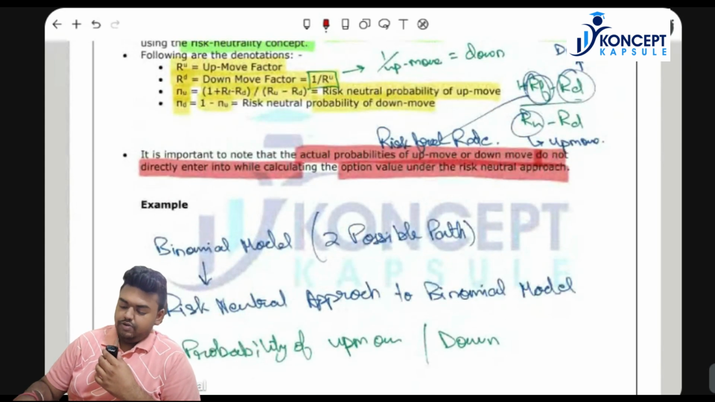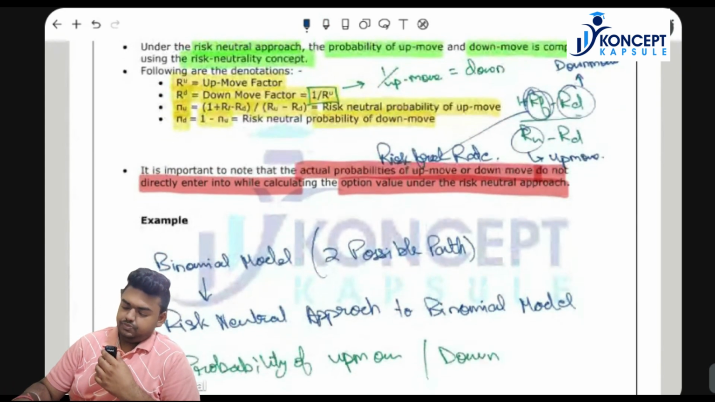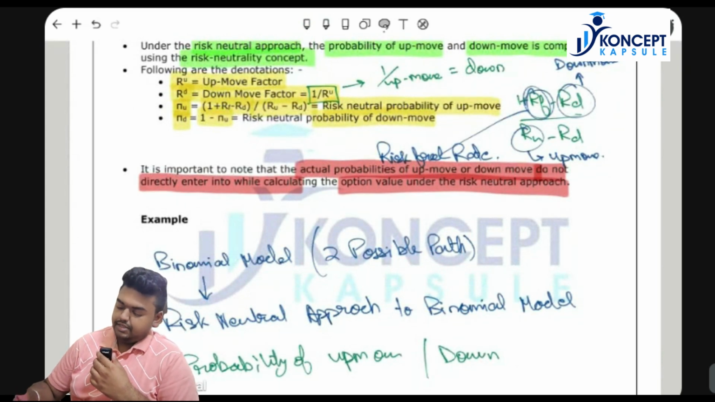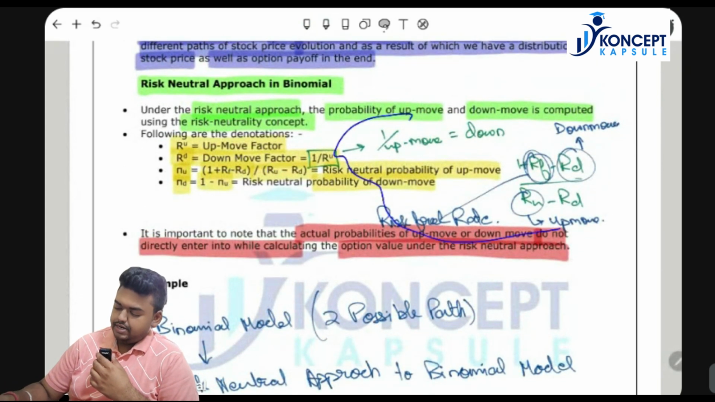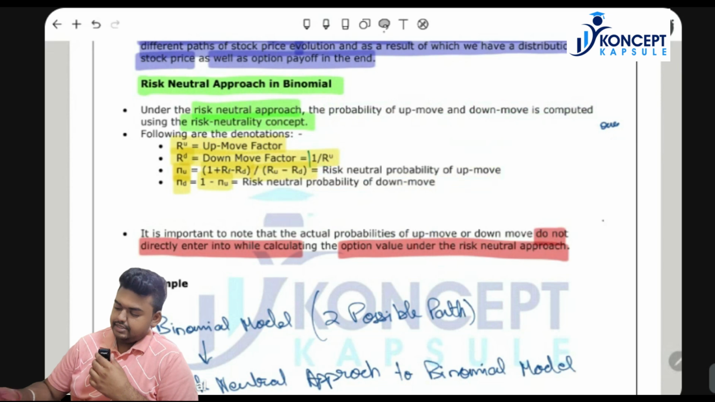So now, how do we calculate option value? Let us take an example, otherwise I know you guys will not be able to understand. So let us take an example.